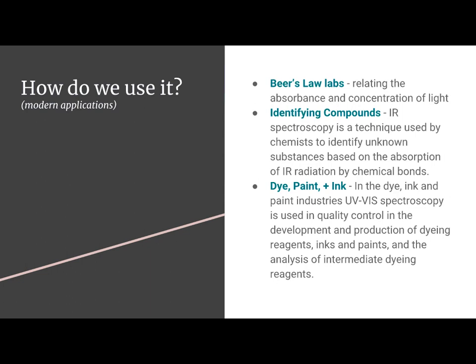And then also, like Gabby mentioned, with dye, paint, and ink, they use UV spectroscopy. It's used in quality control for the development and production of inks and paints, and it's pretty much the same thing. They identify their substances based on the absorption.